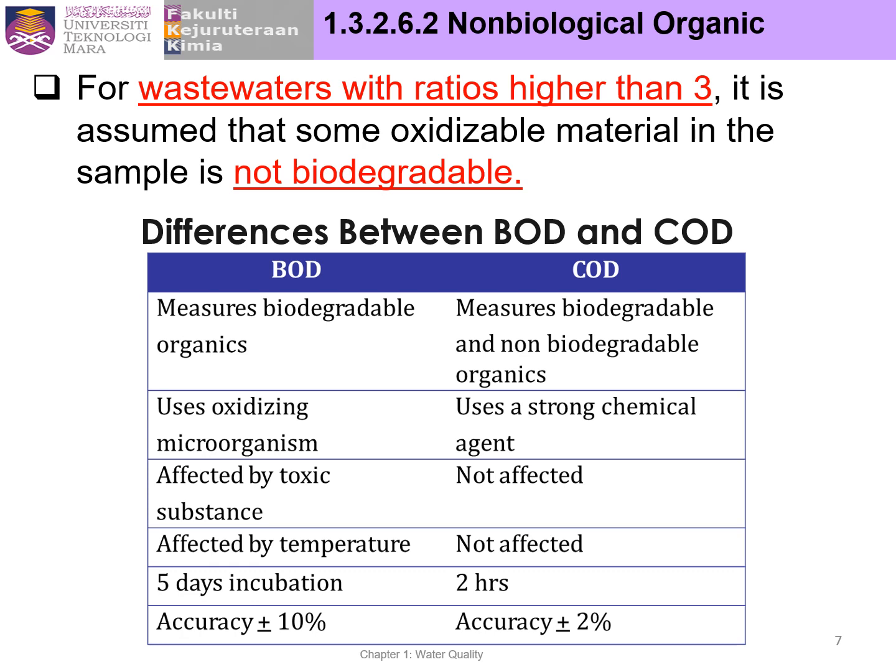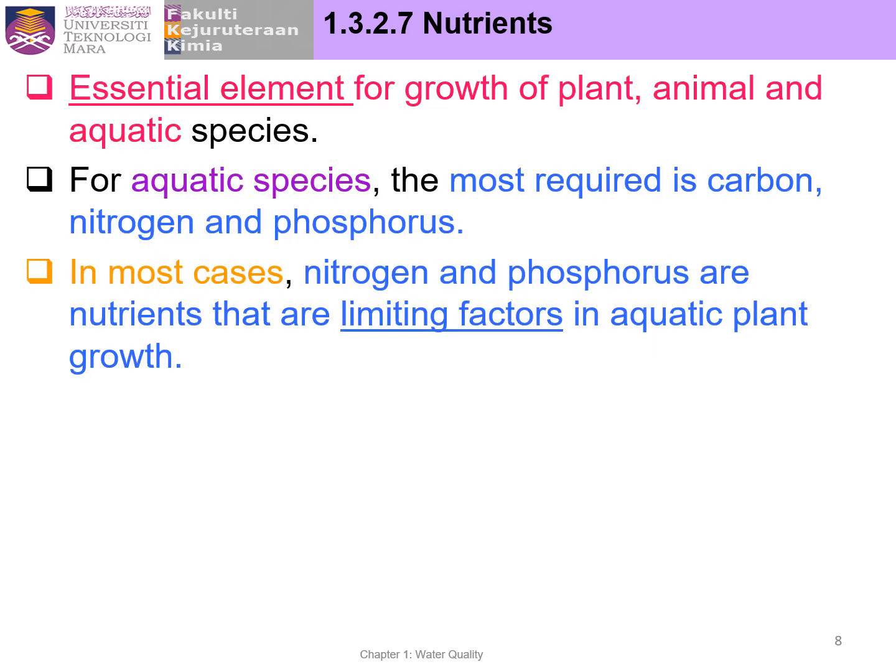In terms of experiment duration, for BOD usually we need 5 days of incubation in a dark room. So it means that only after 5 days can you get the result. But for COD, you just need 2 hours, whereby you put the sample into the COD reactor. After 2 hours, you cool down, do the titration, then you can get the result. Very fast for COD. How about the accuracy? Accuracy for BOD is plus minus 10%. For COD, the accuracy is plus minus 2%. Okay, enough for BOD.